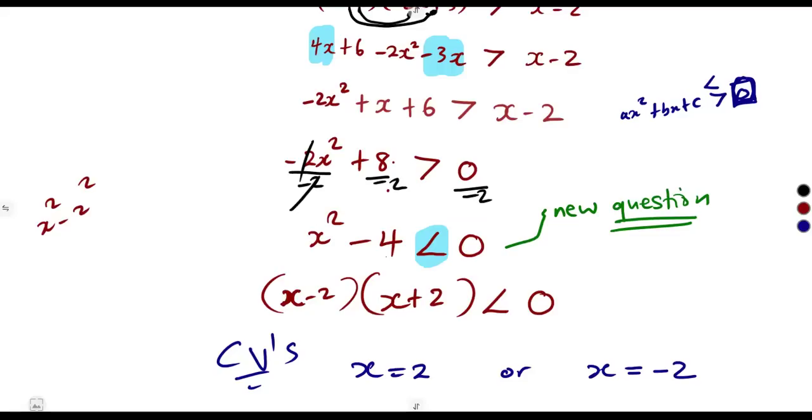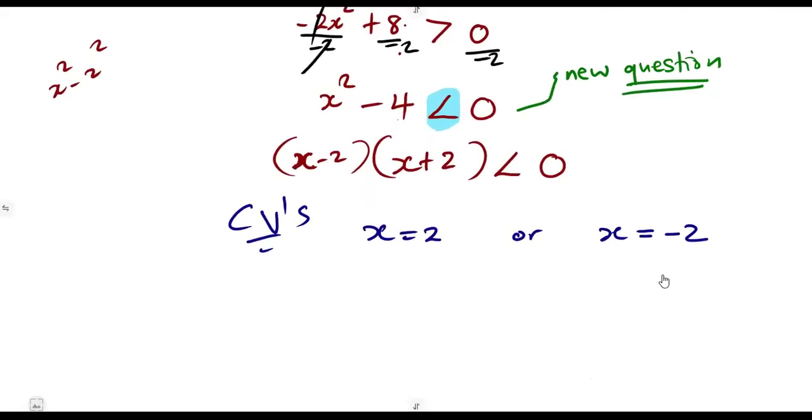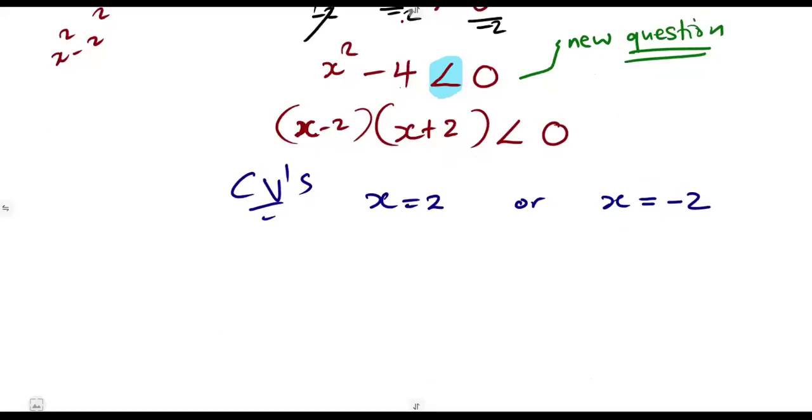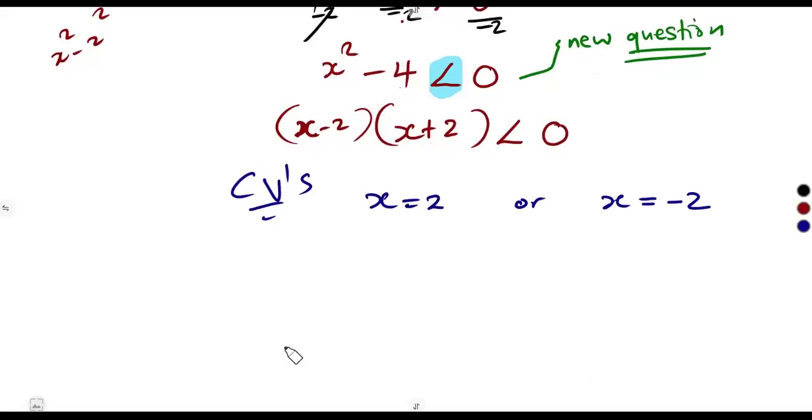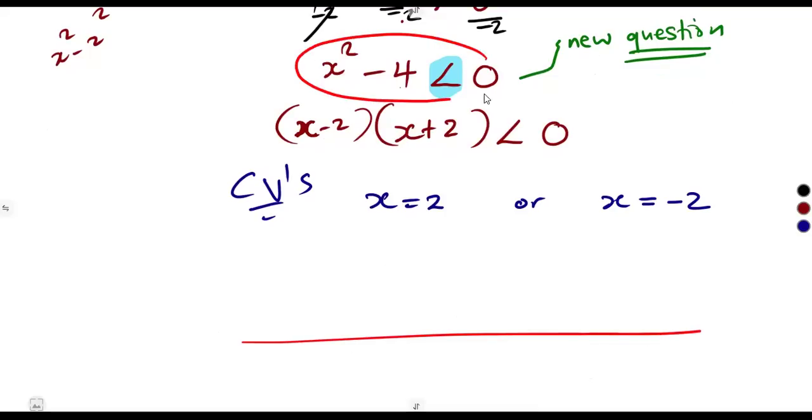So either you use your number line or you use the graphical method. Guys, it's up to you. As for me, I'm just going to use the graphical method. I introduced all the methods to you guys, so you choose which one. Using the graphical method, we can see that, remember, this is the new question. We are now looking into this question.